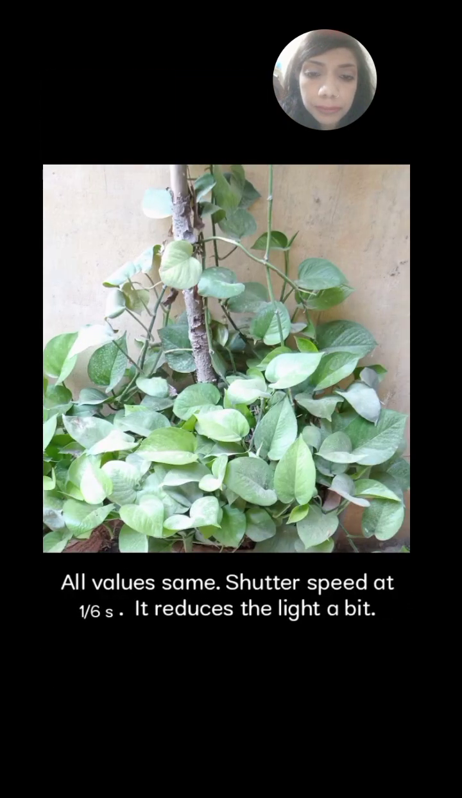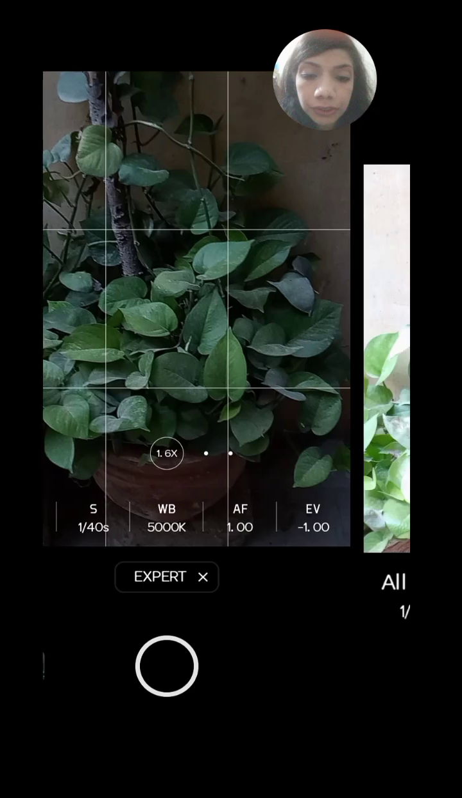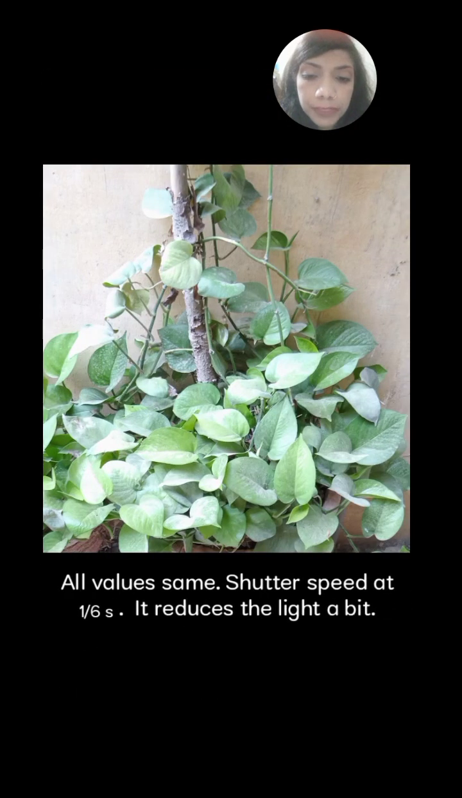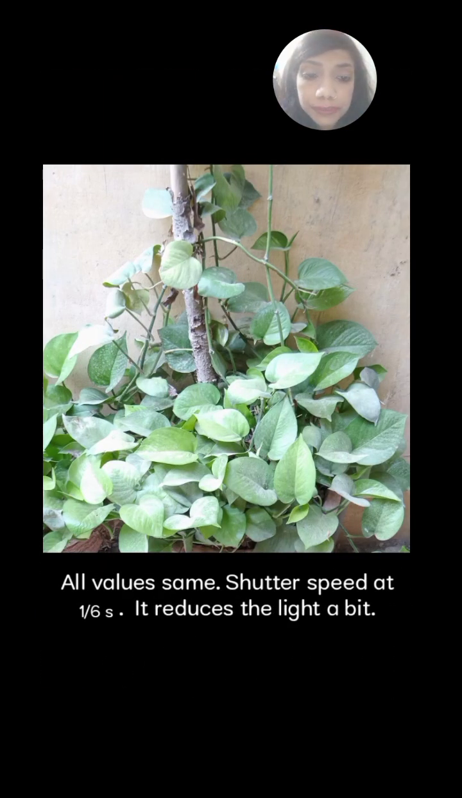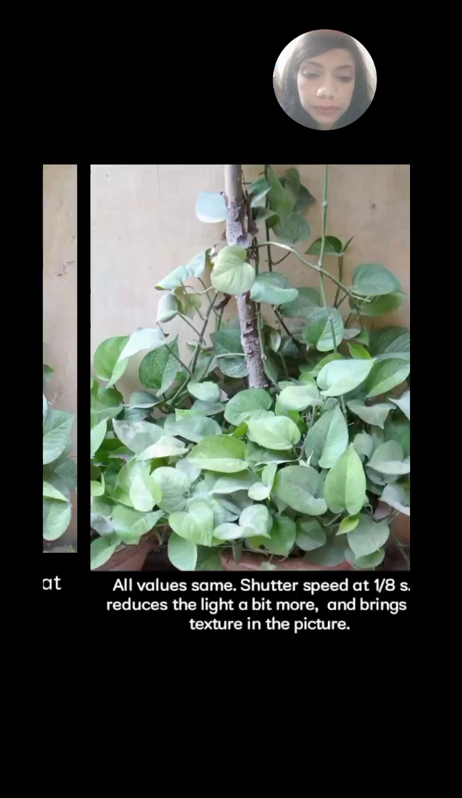Now in this image, all values are the same, but shutter speed I have kept at 1/6 seconds, and it reduces the light a bit as compared to this one. It is 1/4 seconds. So here the light is too bright, it's too noisy. So when you decrease the shutter speed, even from 1/4 to 1/6, it's going to make the image look a bit nicer.